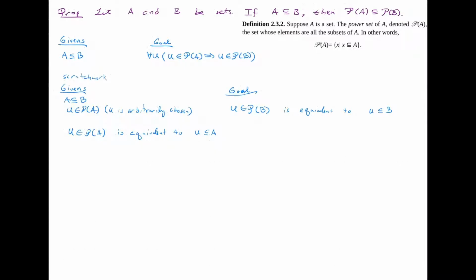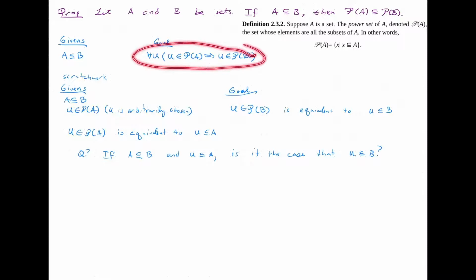And so what we have now is the following question. If A is a subset of B and U is a subset of A, is it the case that U is a subset of B? Because if it is, then we are done. Because that's exactly what we are aiming for. We want to show that U is a subset of B, since that tells us that U is in the power set of B, which establishes in turn the goal, and that concludes the proposition.